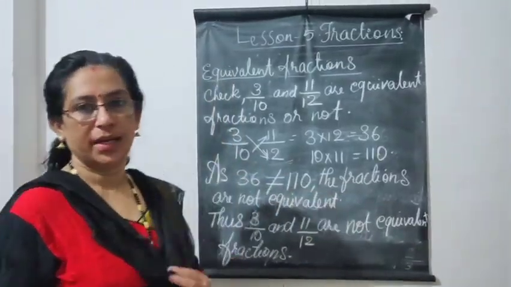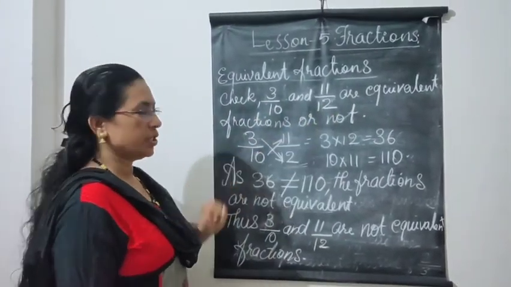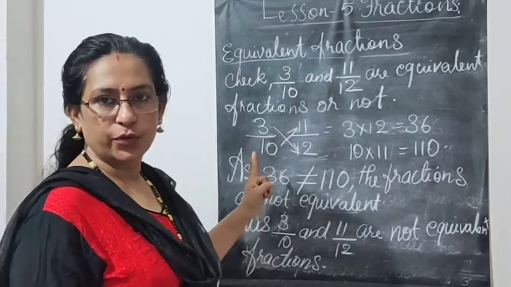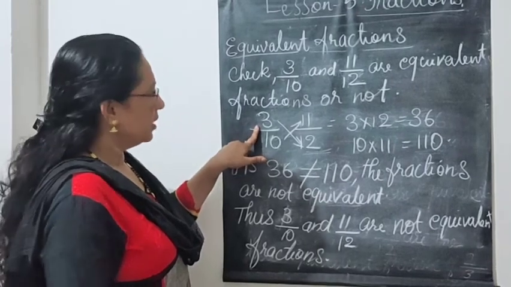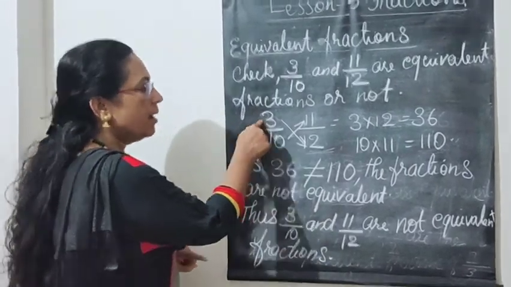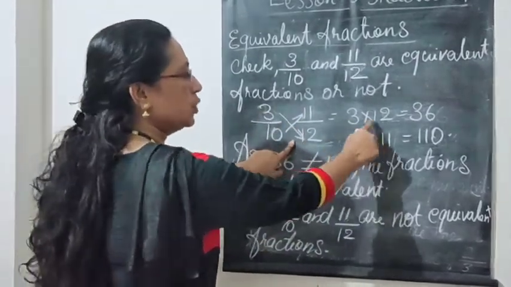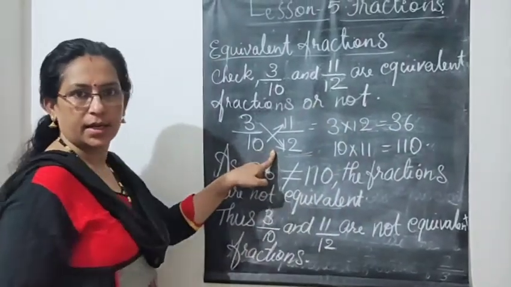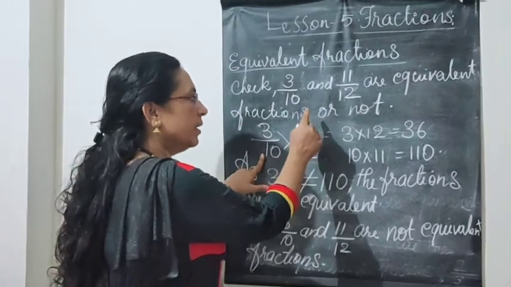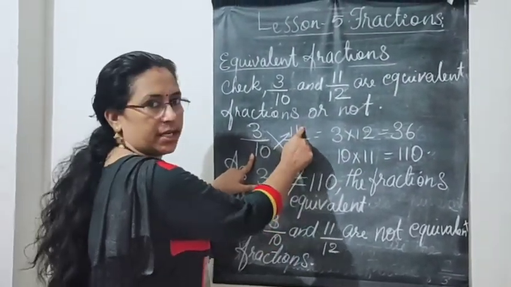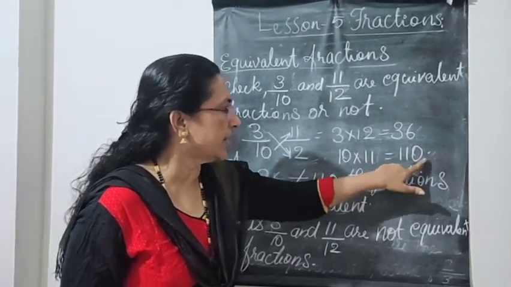Let us see one more example. Check whether 3/10 and 11/12 are equivalent fractions or not. What do we have to do first? 3/10's numerator multiply 11/12's denominator. That means 3 multiply 12 is equal to 36. Next, 3/10's denominator multiply 11/12's numerator. That means 10 multiply 11. That is equal to 110.